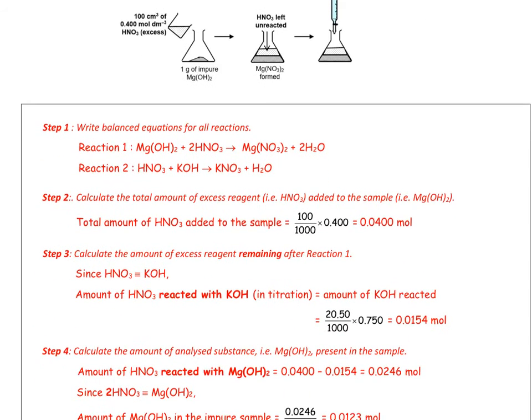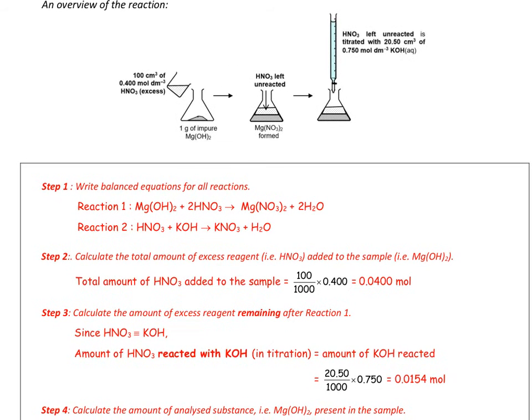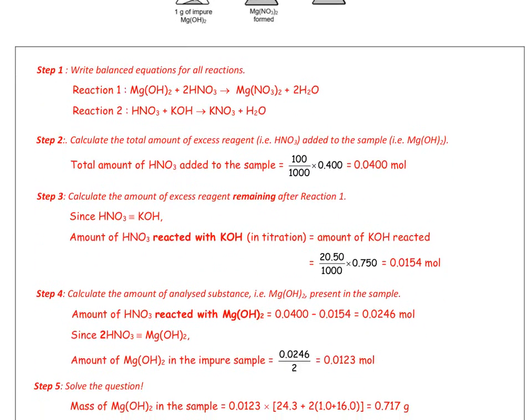So let's take a look how it works. The first step is I like to write down both equations, what's going on. Magnesium hydroxide reacts with nitric acid to give you this equation. Then reaction number 2 is the key one we are looking at because we're looking from the back to the front. So this nitric acid plus potassium hydroxide gives you your salt and water. So the first step, what I'm going to do is calculate the initial amount of your reagent, which is HNO3. You are given that already, 100 over 1000 times 0.4, because we are told the concentration as well as the volume. So this is exactly what we're doing here.